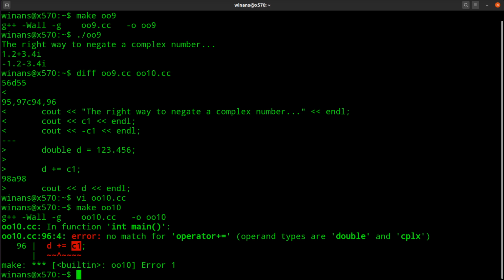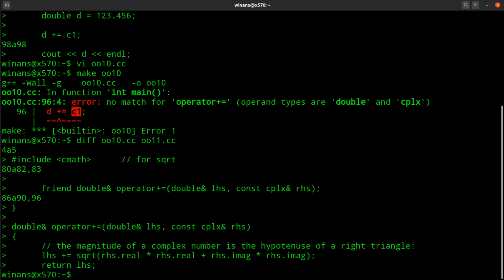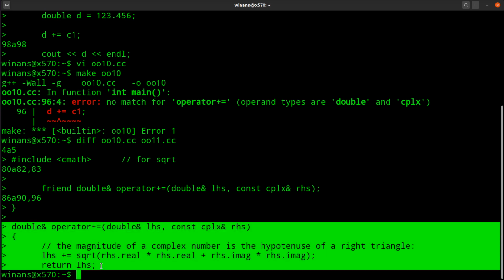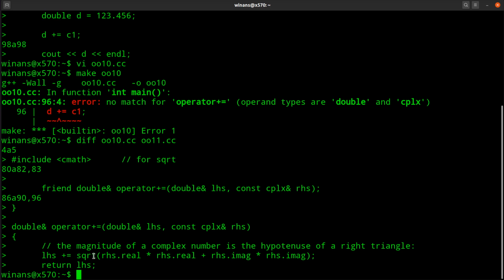Well, let's take a look at the differences then between 0010 and 0011. And we'll see that in version 11, what we're going to try and do is provide an operator with a double on the left and a complex on the right. Now, because the thing on the left is not a complex, I can't do this with a member function. I can only do it with a friend. And I can implement the friend like this.